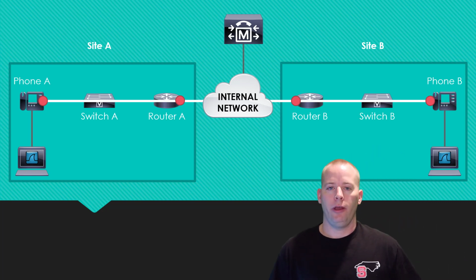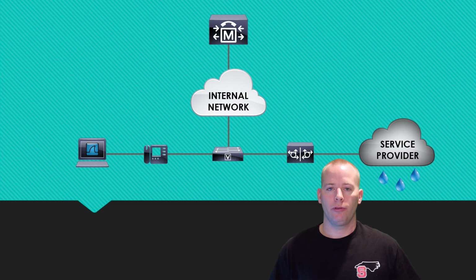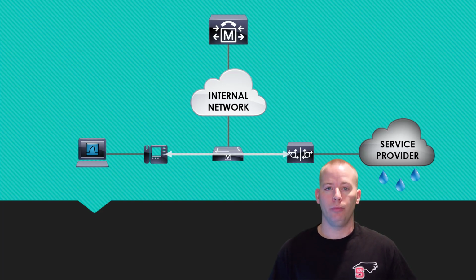Now let's imagine a scenario where we have a phone call going to the service provider through our cube, and in this scenario we have a flow-through call flow, which means that the media is going to go from the phone to the cube, and then from the cube to the service provider. In this scenario, where do you think we'd want to do packet captures?